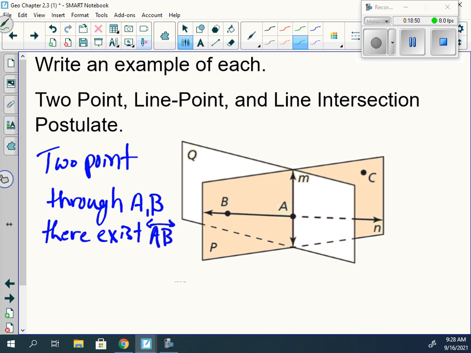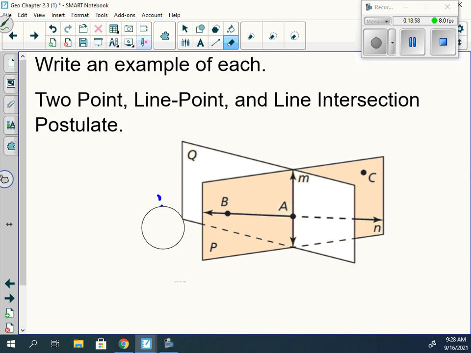Any questions on this here? Okay. You ready for the next one? Okay. Place that there. Line point.